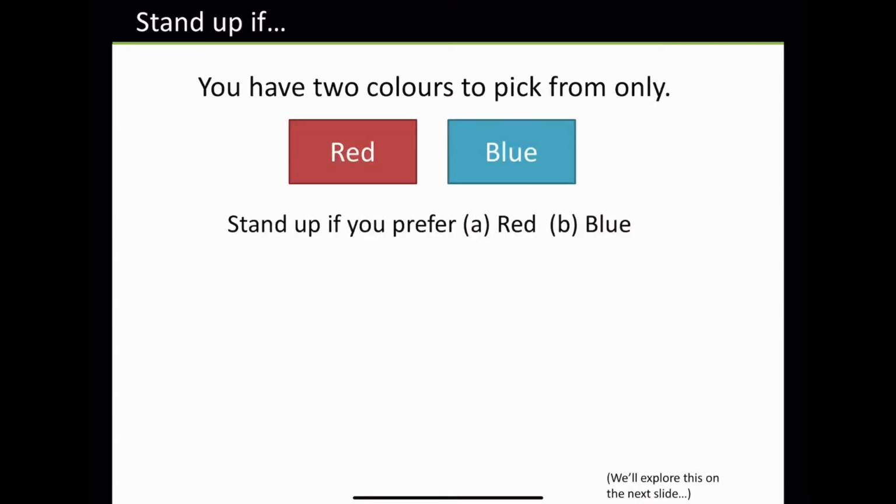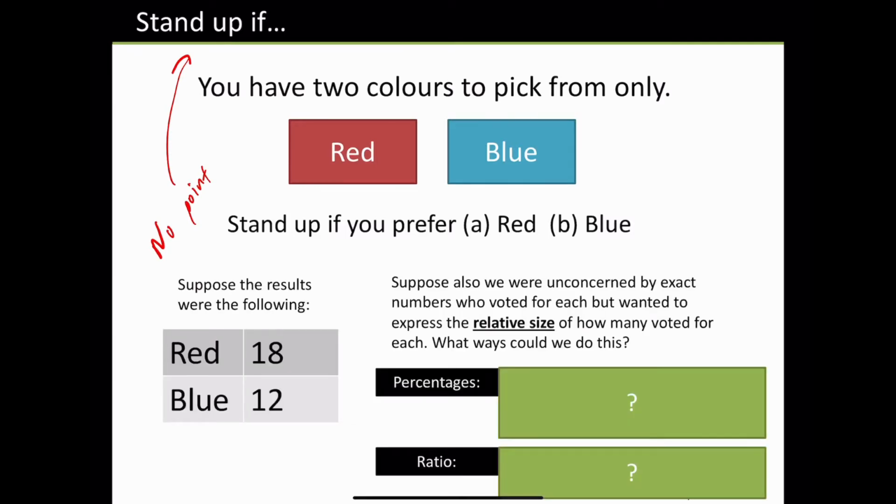It starts with saying you've got a class and it's asking you all to stand up. Obviously there's no point in you doing that because you're just by yourselves. So what would you expect to get if you just had a class? Say you've got 18 people in red, 12 people in blue. What does this actually mean?